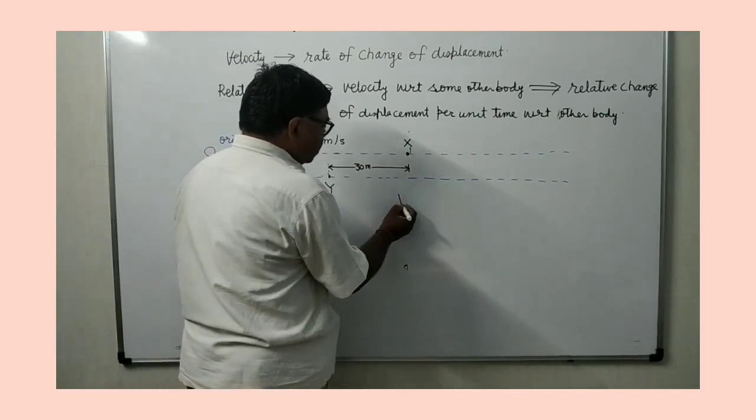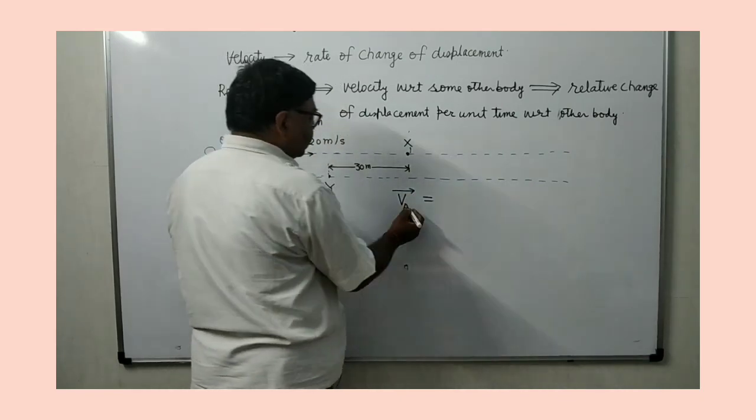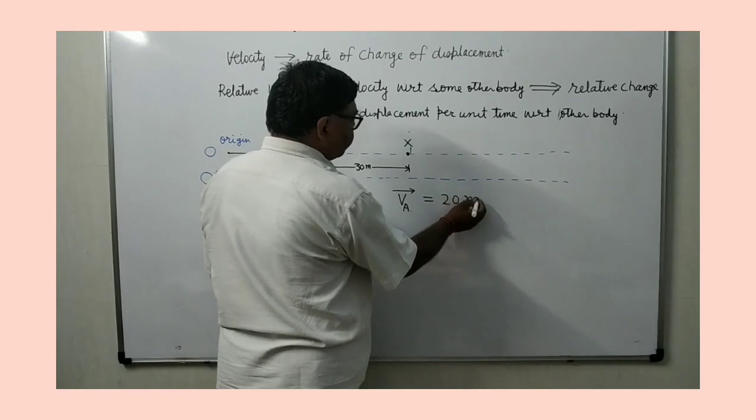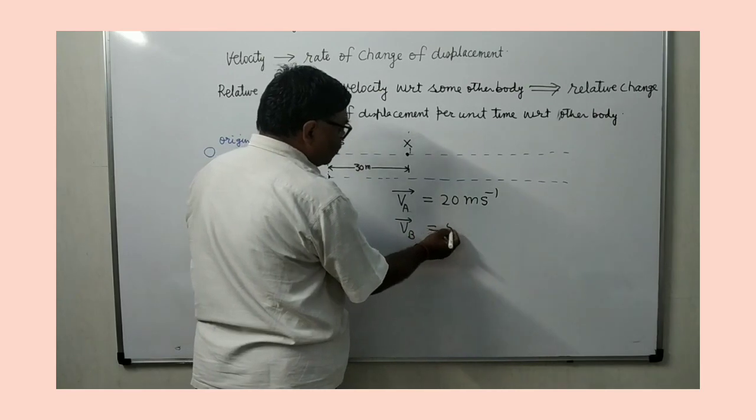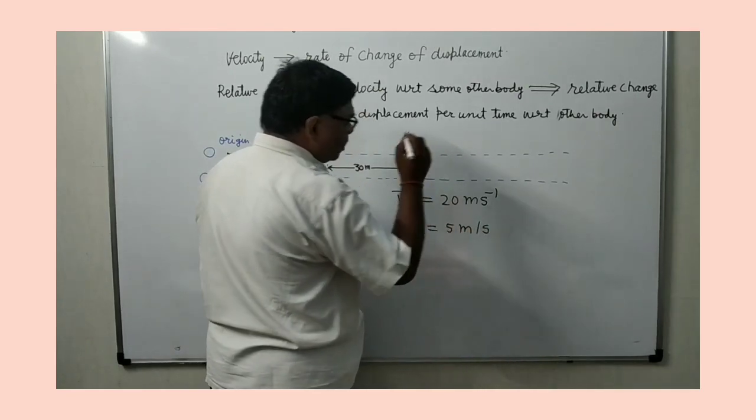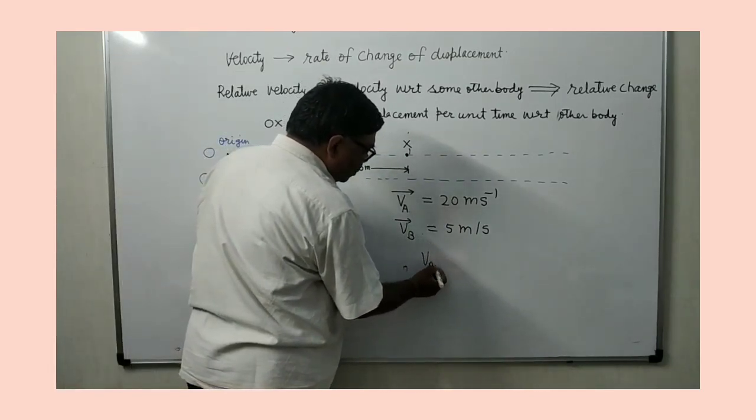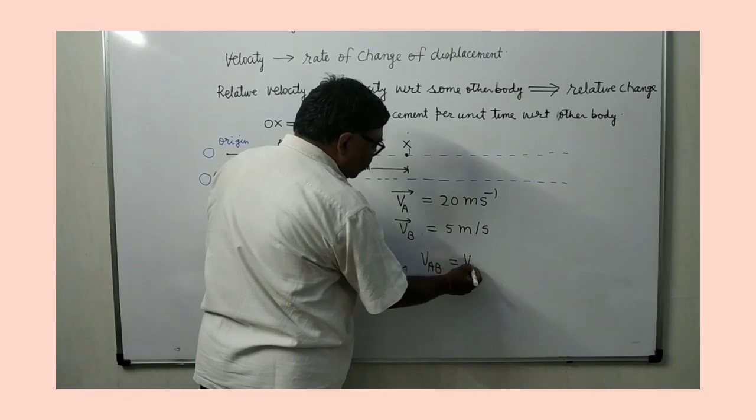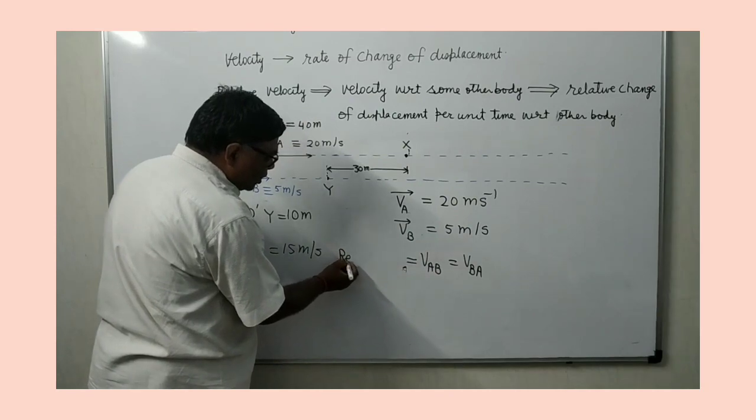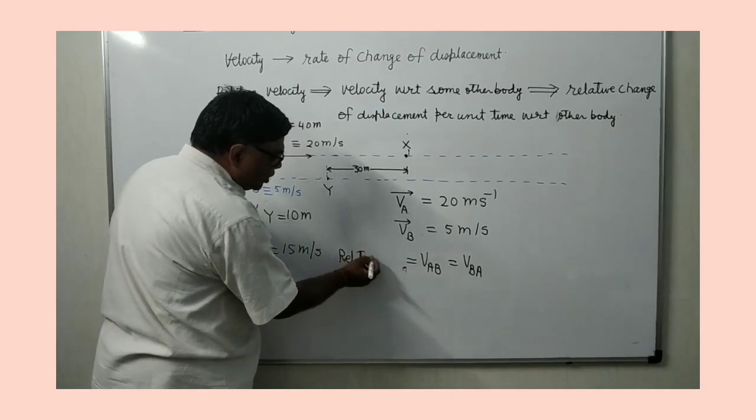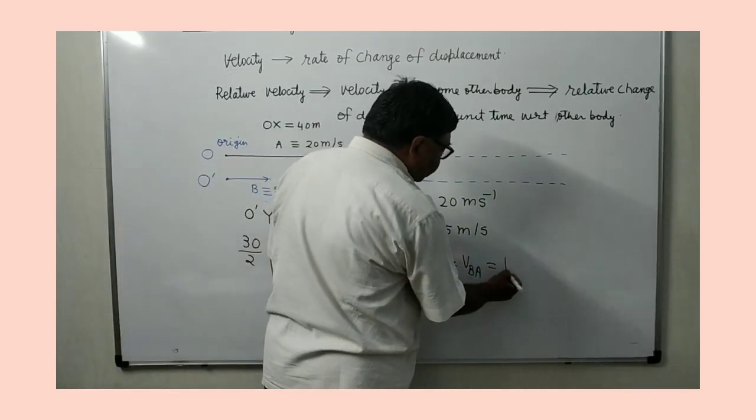Here you have seen, the directions are same, both bodies are moving in the same direction. Vector VA is 20 meter per second. Vector VB is equal to 5 meter per second. Is it clear? What is the relative speed of A with respect to B or B with respect to A? This I am saying relative speed. So it is simply the difference of their speeds.